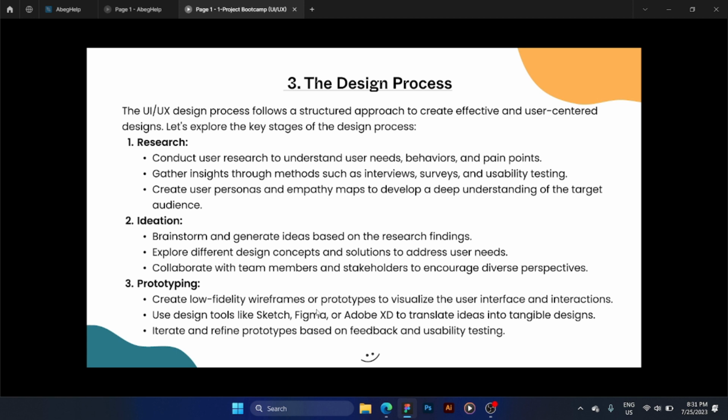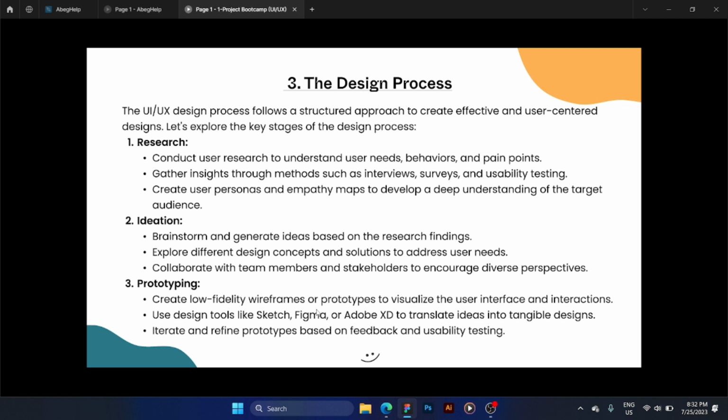So another thing we do under this prototype is use design tools like Sketch, Figma, and Adobe XD to translate designs into tangible designs. Do you get now? So we try to now bring out all of those things we've done in our wireframe, ensuring that, okay, how it's going to be perfect. So another thing is iterate and refine prototypes based on feedback and usability testing.